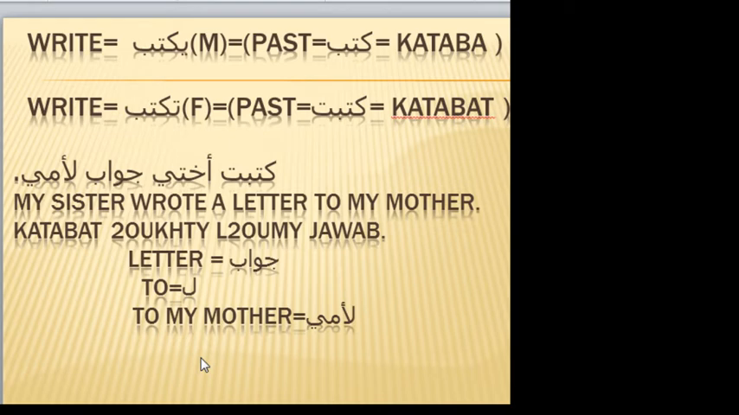Another example. Write يكتب. يكتب for males; in the past كتب. كتب for females تكتب in the present, but in the past كتبت. كتبت. An example. كتبت أختي جواب لأمي. My sister أختي wrote كتبت a letter جواب to my mother لأمي.